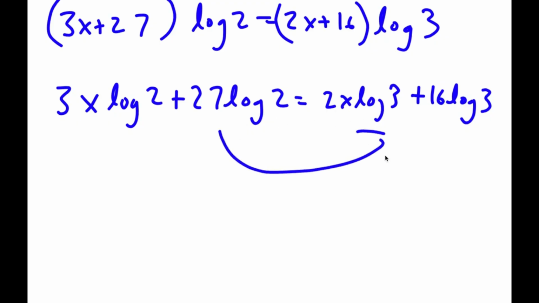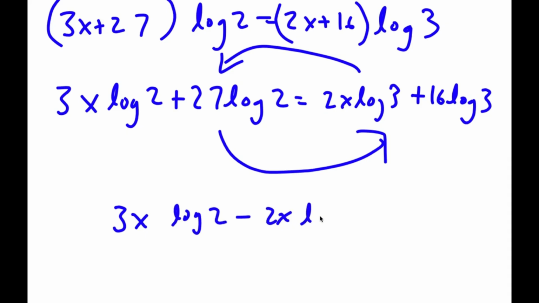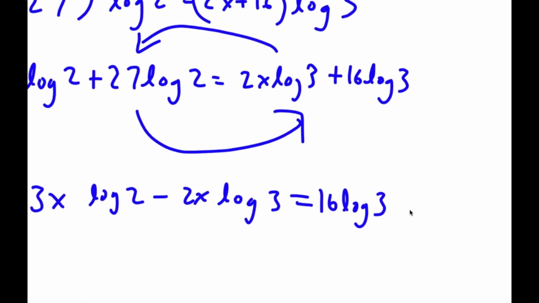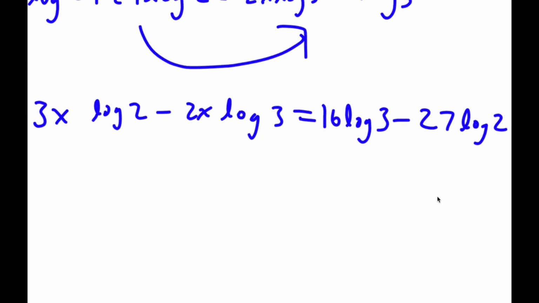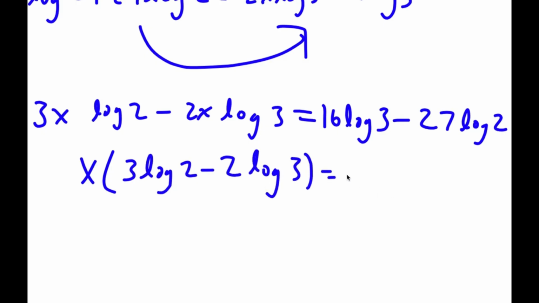Now I'm going to move this over here and this over here. So now I have 3x times log 2 minus 2x times log 3 is equal to 16 log 3 minus 27 log 2. Now if I factor out x from here, I get x times 3 log 2 minus 2 log 3 is equal to 16 times log 3 minus 27 log 2.